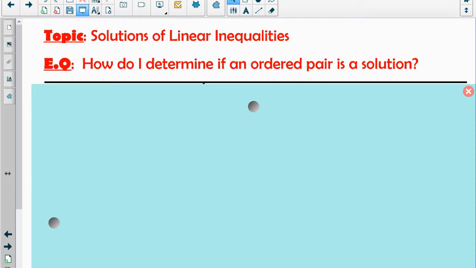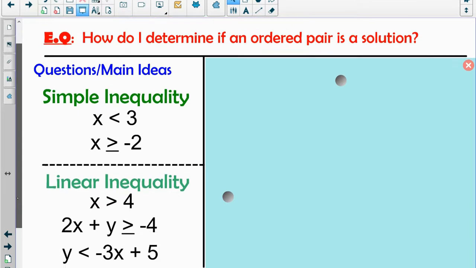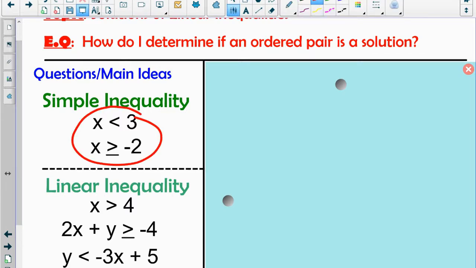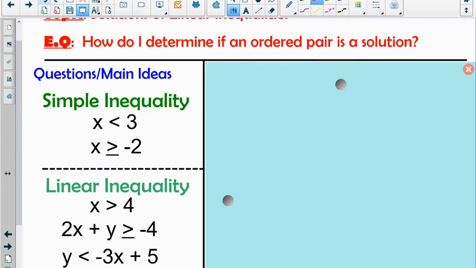So we're going to take a look at, first, the difference between the two types of inequalities that we're working with in this unit. We have simple inequalities and linear inequalities. A simple inequality, as you see at the top of your screen on the left-hand side, just has one variable and we graph the solutions on a number line, just like we did last week. Linear inequalities is what we're going to look at next.